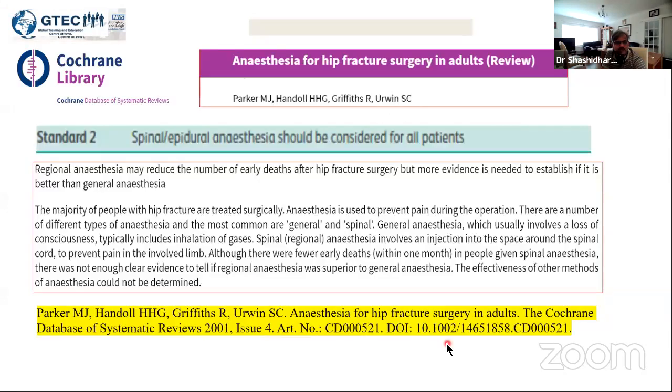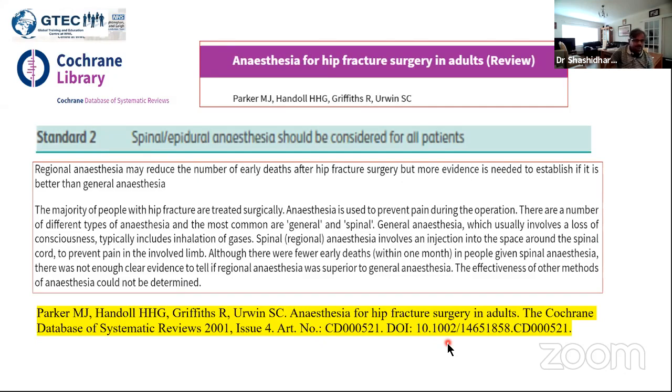All right, let's see. Okay. So this is a Cochrane review. So this is from 2001, but subsequently it has also been readdressed. Regional anesthesia may reduce the number of early deaths after hip surgery, but more evidence is needed to establish if it is better than general anesthesia. So there's no real evidence to say that it is better. Also, the majority of people with fracture are treated surgically. It is good for pain relief.